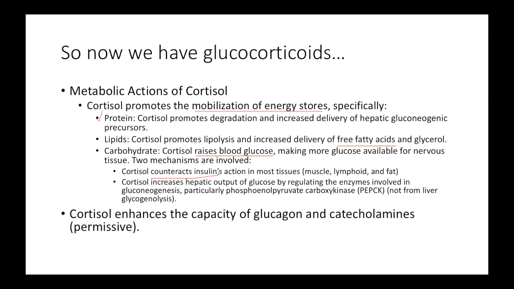It'll counteract insulin's action in most tissues, which is why cortisol is known as a counter-regulatory substance. And it'll also increase hepatic output of glucose by regulating the gluconeogenesis enzymes, specifically PEP. And cortisol enhances the capacity of glucagon and catecholamines, which is known as its permissive action.